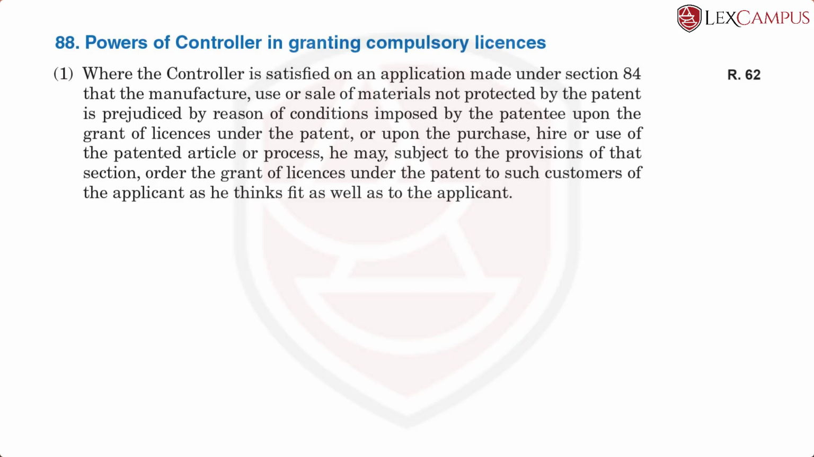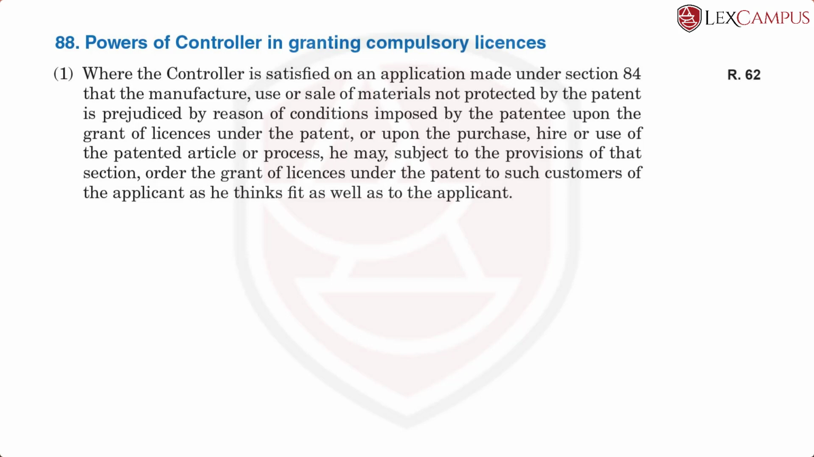Now, there is a license, and upon the grant of the license under the patent, the patentee has imposed certain conditions. Condition like, if you buy the machine, you have to buy the material that gets into the machine. We had already discussed that scenario. In such cases, it will become difficult for the applicant or the customers of the applicant to buy or to operate or to manufacture or use or sell materials which are not protected by a patent. In such cases, the controller can order the grant of licenses under the patent to the customers of the applicant as he thinks fit.